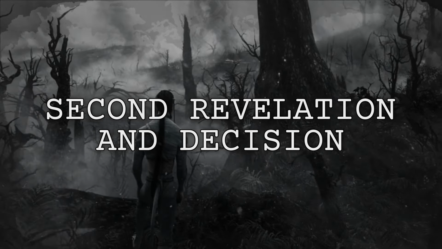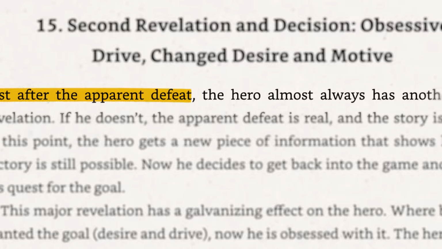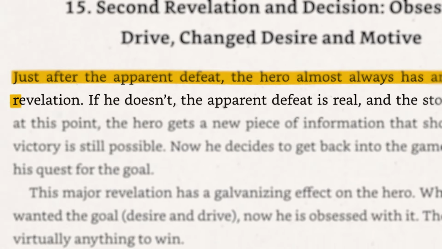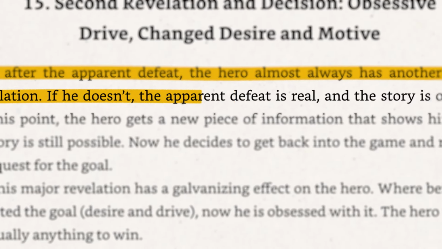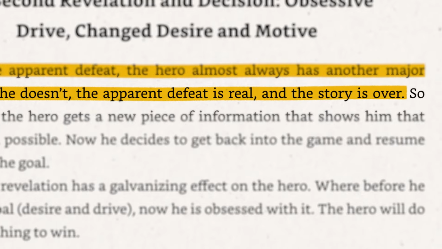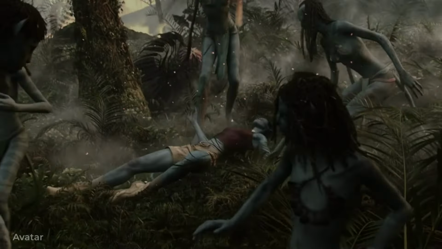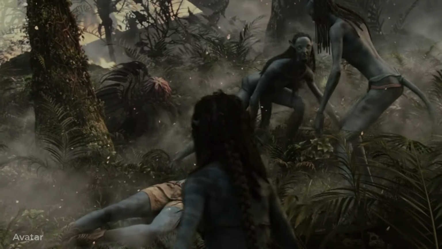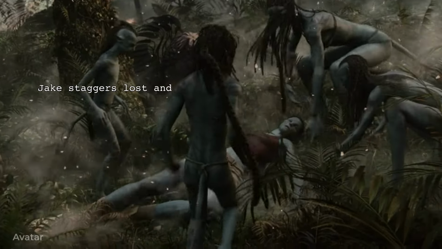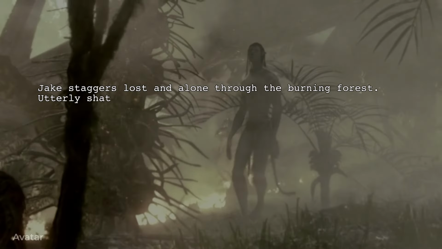While it's a true low point, it's only an apparent defeat. Because this vulnerable state is a perfect catalyst for another revelation. Just after the apparent defeat, the hero almost always has another major revelation. If he doesn't, the apparent defeat is real, and the story is over. But at their worst, our hero will once again uncover an unexpected truth that will shift their perspective and reshape their goal.